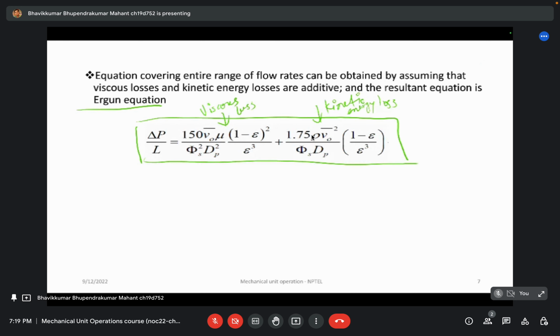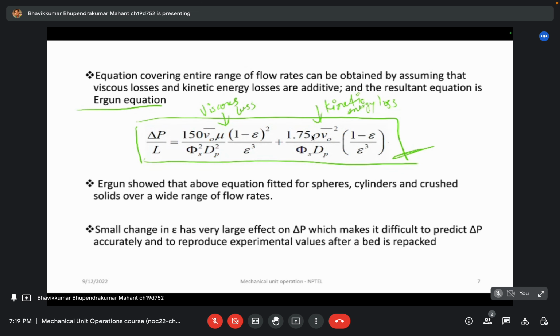So the Ergun equation is delta P by L equal to the summation of both the Kozeny-Carman equation and the Burke-Plummer equation: 150 into 1 minus epsilon square upon phi s dp square epsilon cube, plus 1.75 rho v square upon phi s dp into 1 minus epsilon upon epsilon cube. You should always remember this equation, because it is very important for the GATE examination, sometimes for solving the assignments of this chapter, as well as with reference to the NCEM examination for this subject.